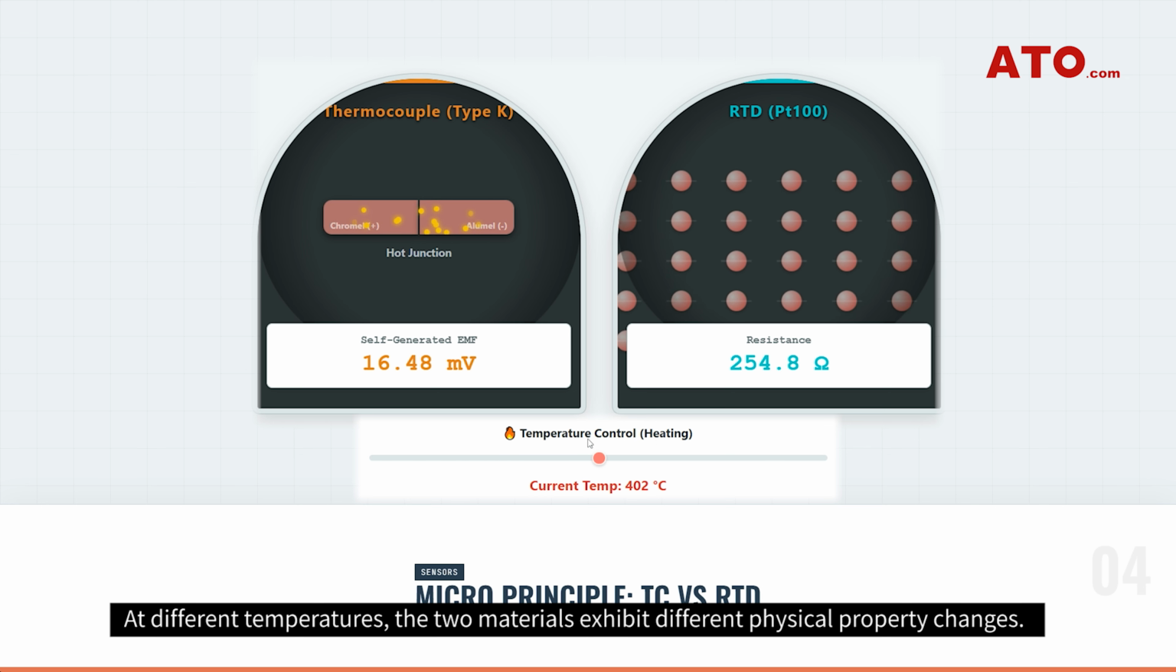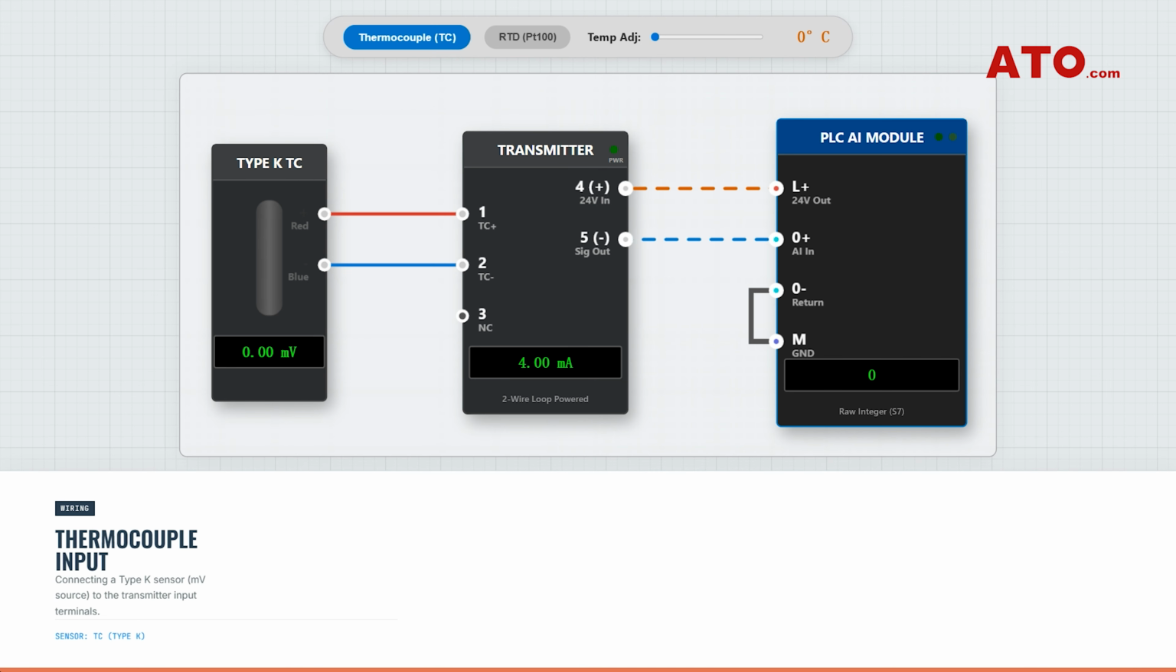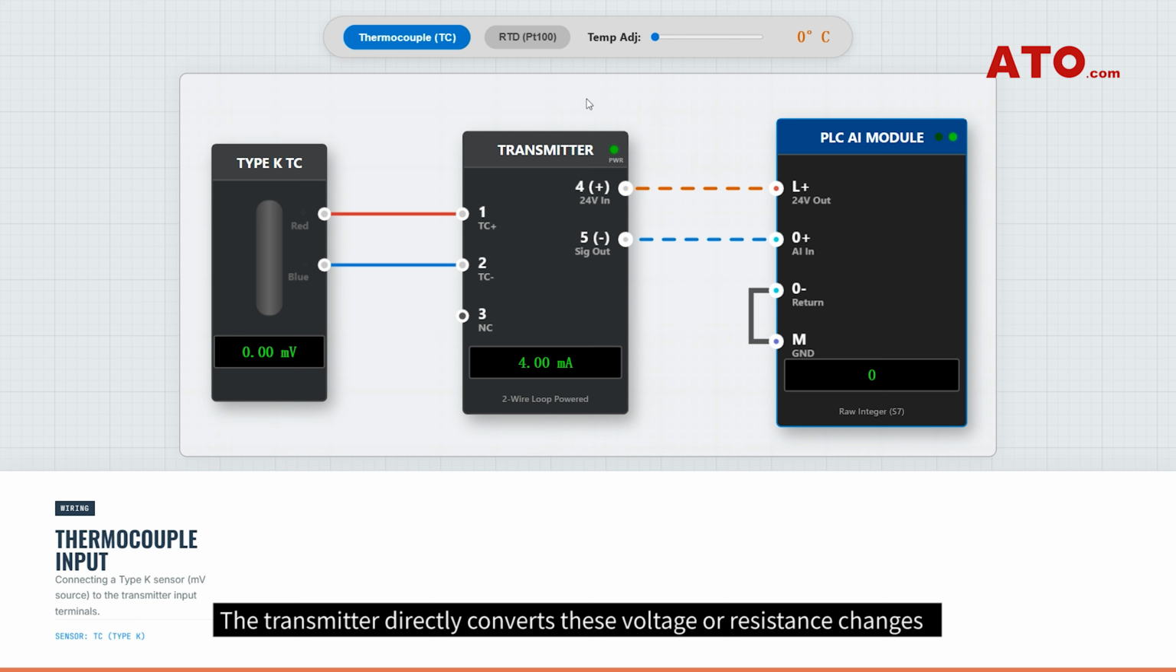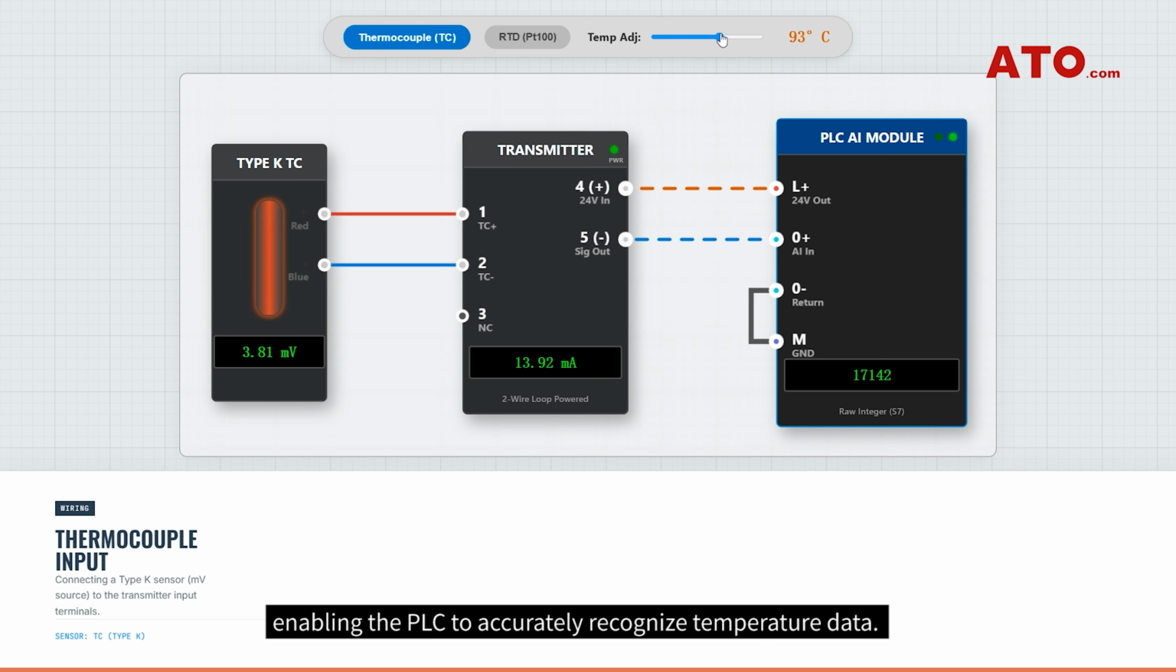At different temperatures, the two materials exhibit different physical property changes. Thermocouples change voltage, while RTDs change resistance. The transmitter directly converts these voltage or resistance changes into standard industrial signals for the PLC, enabling the PLC to accurately recognize temperature data.